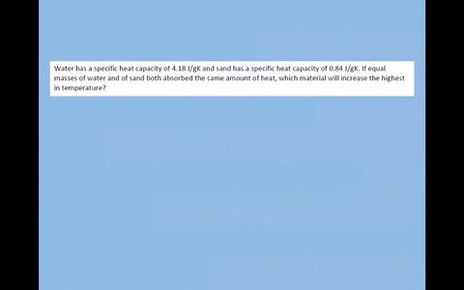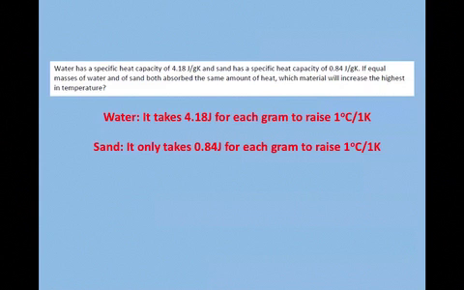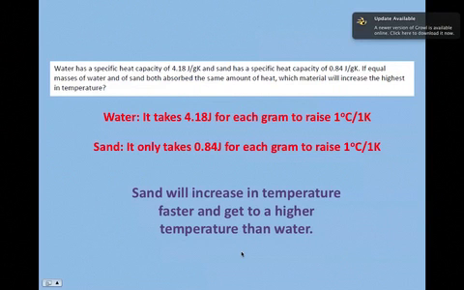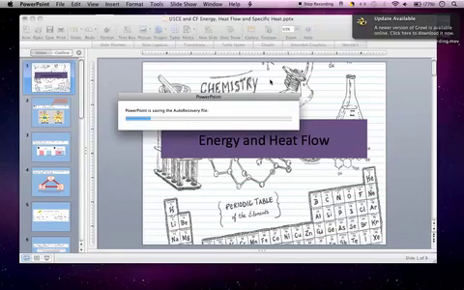If we have equal masses of water and sand, and they both absorb the same amount of heat, which material will increase the highest in temperature? Water takes 4.18 joules for each of its grams to raise 1 degree Celsius. Sand only takes 0.84 joules for each gram to raise 1 degree Celsius. So because of that, sand takes less energy for each gram to increase in temperature. It's going to increase in temperature faster and get to a higher temperature than water will. And that's related to their specific heat capacities. All right, that's it.